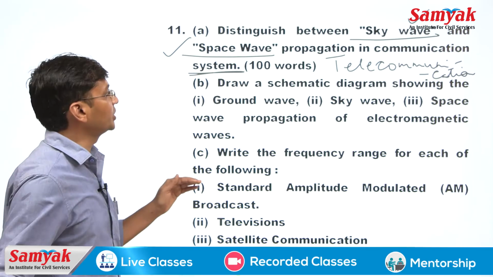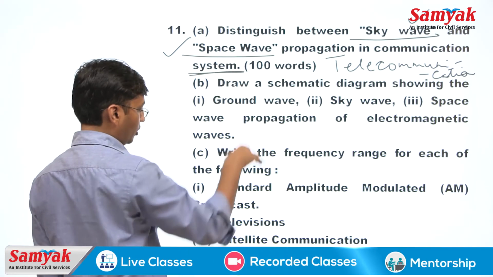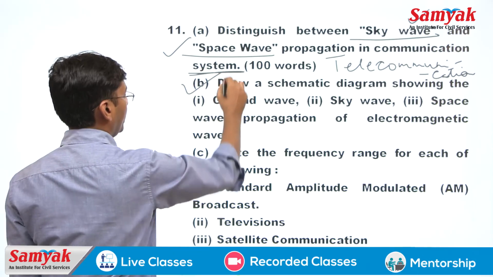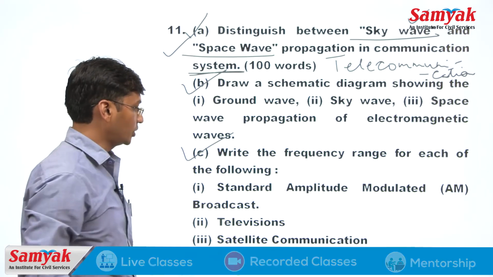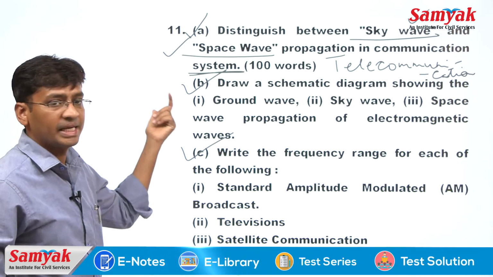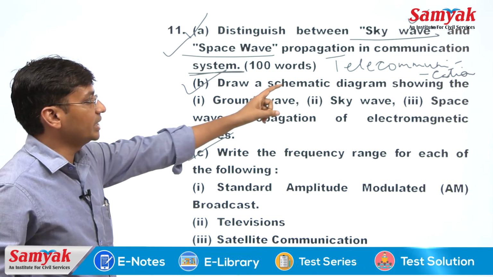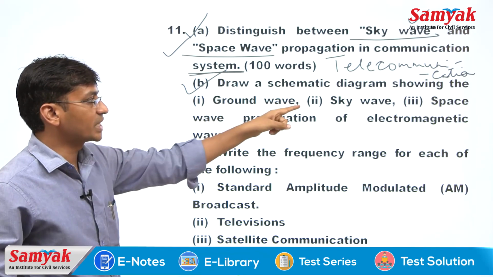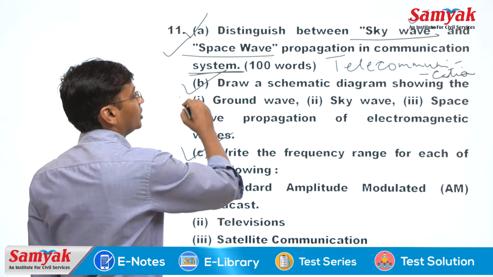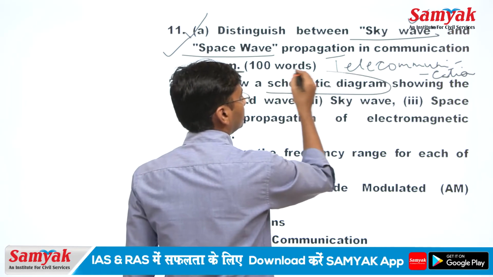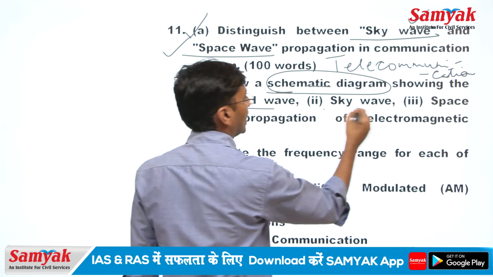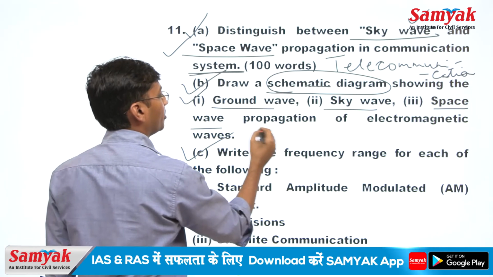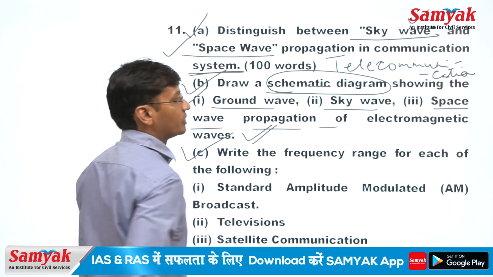And you have to answer this question in 100 words, all parts of this question, that is B and C as well as A part, okay. So, you have to answer the whole question in 100 words. The second part, that is draw a schematic diagram showing ground waves, sky waves and space wave propagation. So, you have to draw a diagram to distinguish between the ground waves, the sky waves and the space wave propagation of the electromagnetic waves, okay.